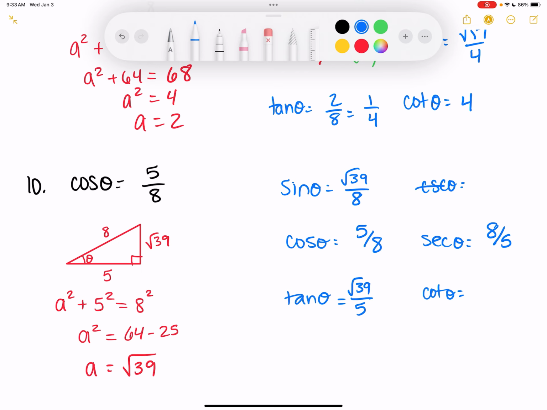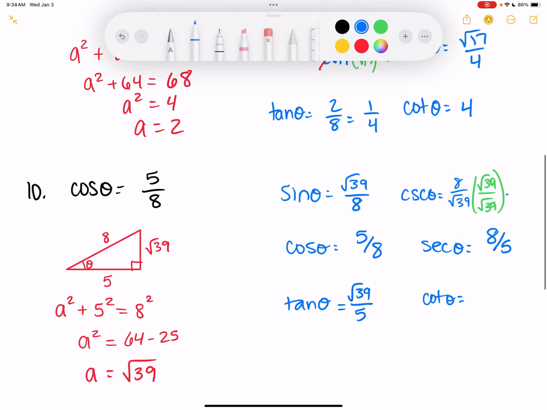Cosecant, move this over so I have a little more room, is going to be 8 over the square root of 39. Again, you could skip this, but multiplying by the square root of 39 over the square root of 39 would give us 8 root 39 over 39. And then cotangent would be 5 over the square root of 39, multiplying by square root of 39 over the square root of 39, gives us 5 root 39 over 39.